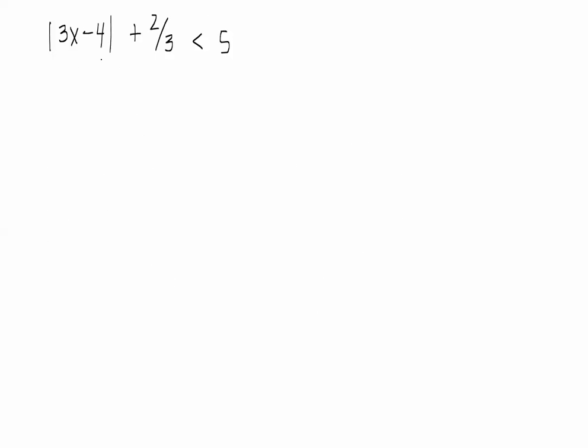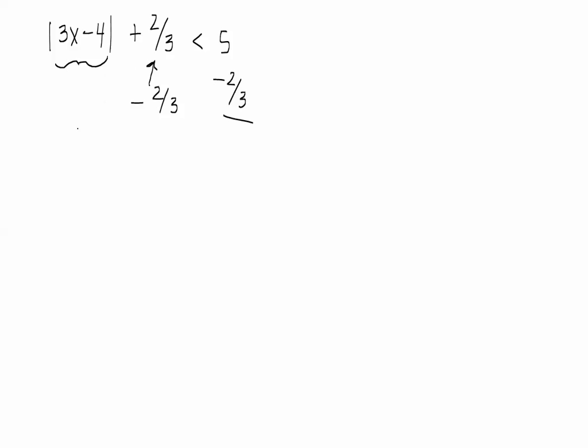For the next example, which was the absolute value of 3x minus 4 plus 2/3 is less than 5, again, I cannot solve this absolute value inequality because this plus 2/3 is on the same side as the absolute value, and the absolute value has to be the only thing you see on that side. So in order to move the 2/3, or to get rid of the 2/3, we need to subtract 2/3 from both sides.